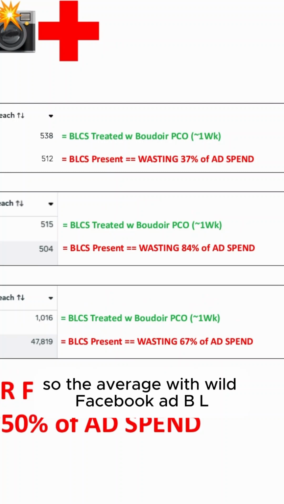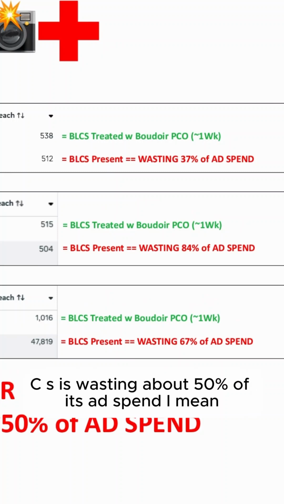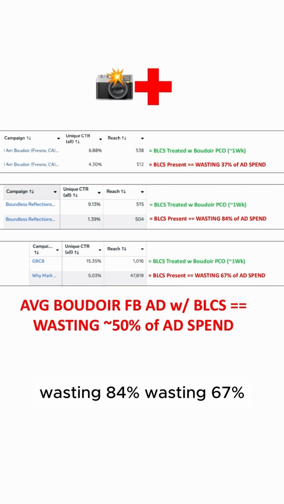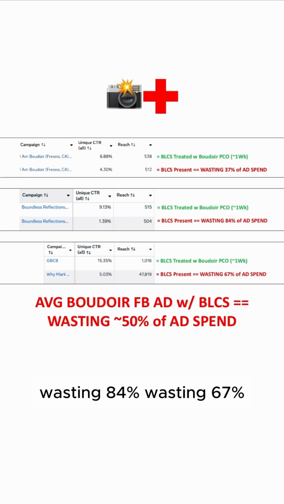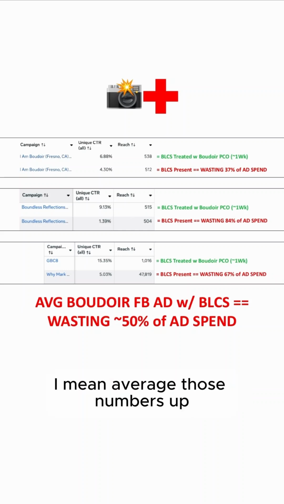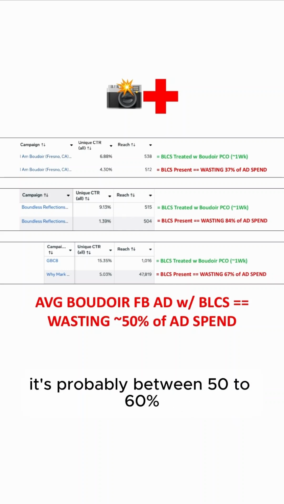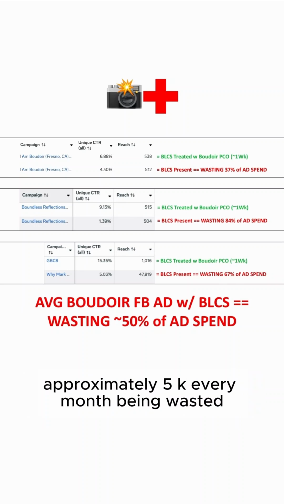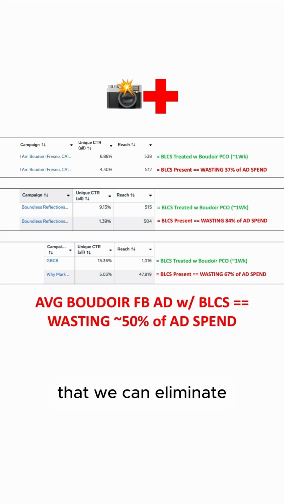So the average Boudoir Facebook ad with BLCS is wasting about 50% of its ad spend. I mean, look at these numbers here: wasting 37%, wasting 84%, wasting 67%. I mean, average those numbers up, it's probably between 50 to 60%. So if they're spending 10 grand a month, approximately 5K every month is being wasted that we can eliminate.